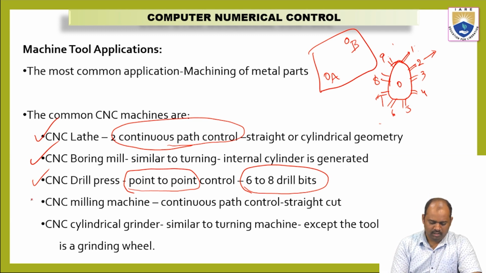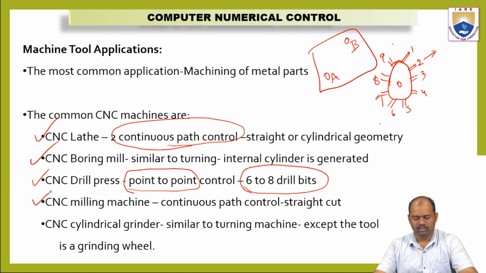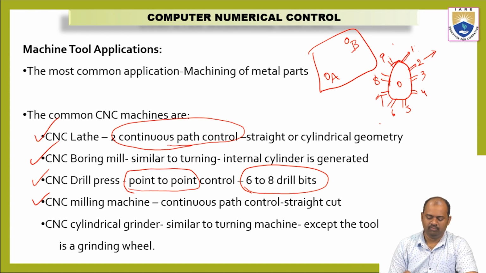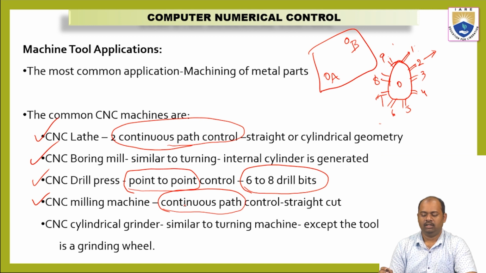And then another CNC machine is the milling machine. The CNC milling machine is also used to remove material from the workpiece, where it will be moving continuously. There are different milling machines. So here also we have to follow continuous path control, where the path is also an important thing. From point A to point B, it has to move. It should take a particular path.